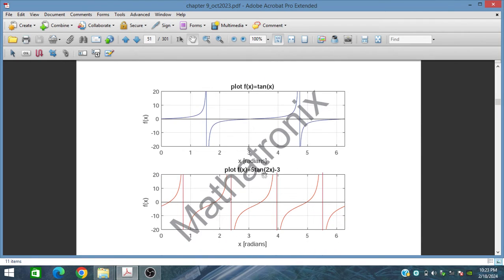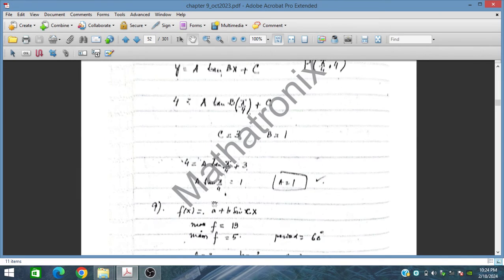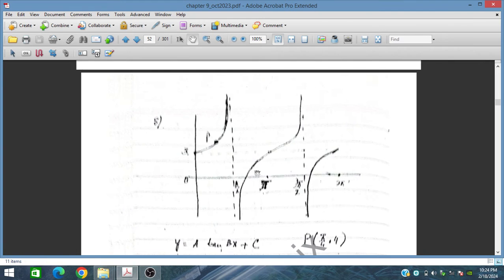For 5 tan 2x minus 3, this is at this value. Since this is minus 3, this is here at minus 2. So here we have this. This is one period, which is measured here, and this is all for question number 7.